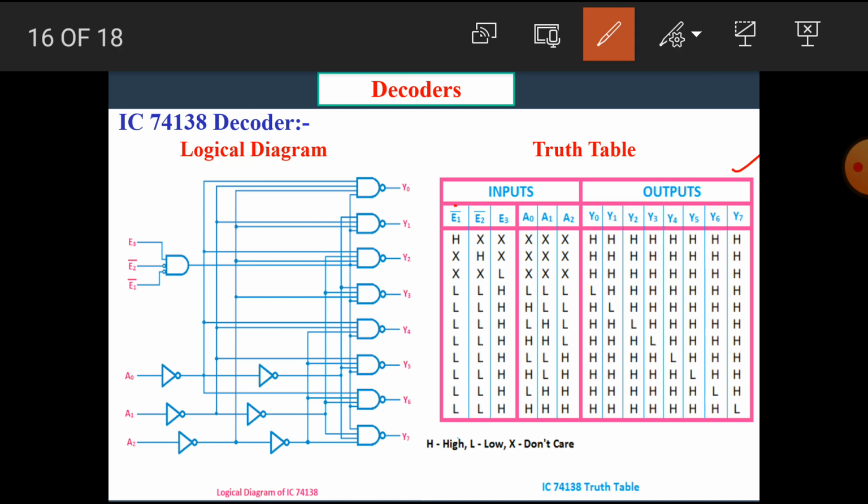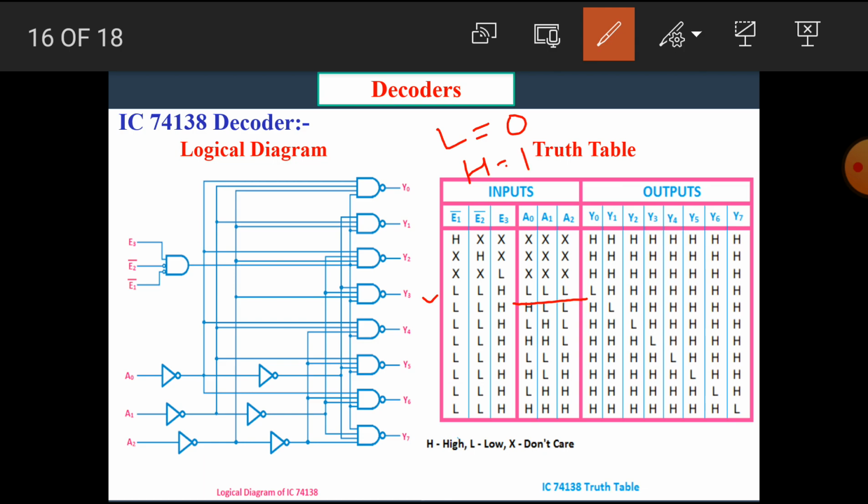Here the E1, E2 are active low, hence it requires the low value, and E3 is active high, hence when this combination occurs, then and only then we get the proper output here. If we get a mismatch combination like this here, then in this state there is no proper output. Okay, then consider the first situation here. A0, A1, A2 having the value 0, 0, 0, that means low, low, low. Here L stands for 0, H stands for 1.